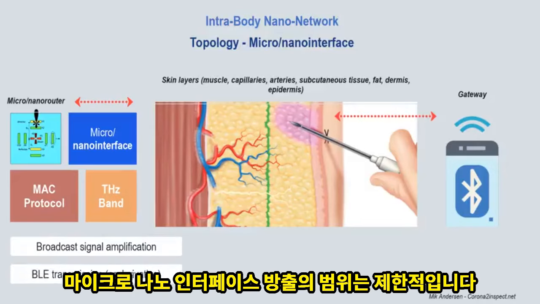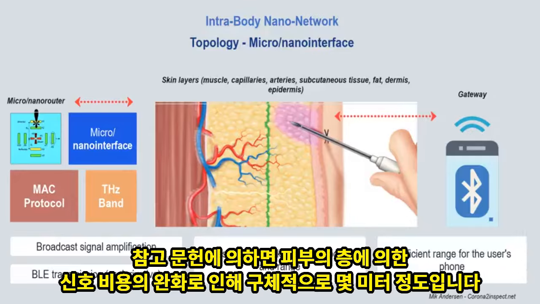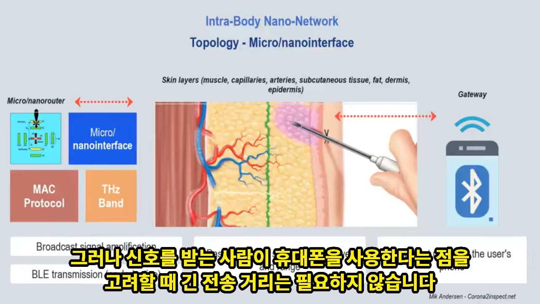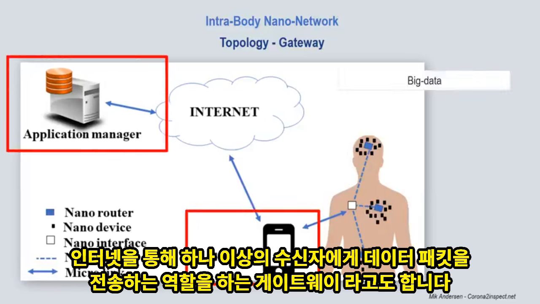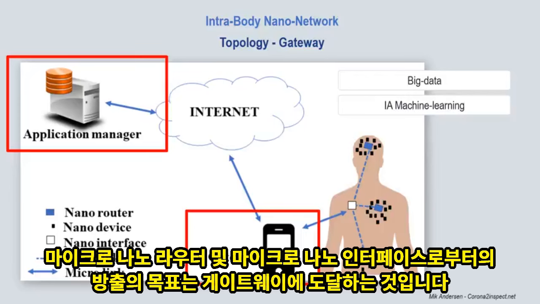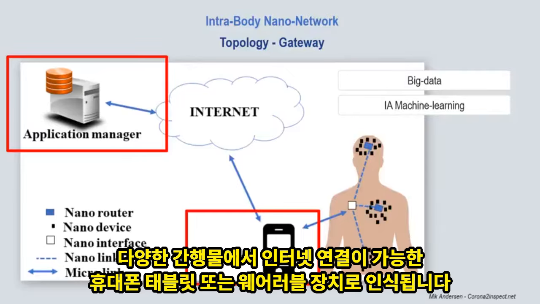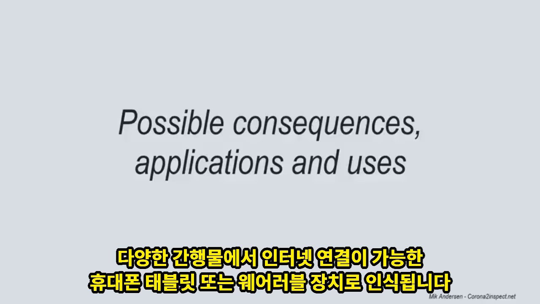The range of the micronanointerface emissions is limited, according to the literature consulted, specifically a few meters, due to the attenuation of the signal caused by the layers of the skin. However, a long transmission distance is not necessary either, considering that the recipient of the signals is the user's cell phone, also known as gateway, which will be responsible for transmitting the data packets to one or more recipients via the Internet. 5. Gateway. As indicated above, the objective of the emissions from the micronanorouter and the micronanointerface is to reach the gateway, recognized in various publications as the cell phone, tablet, or wearable device with Internet connection.